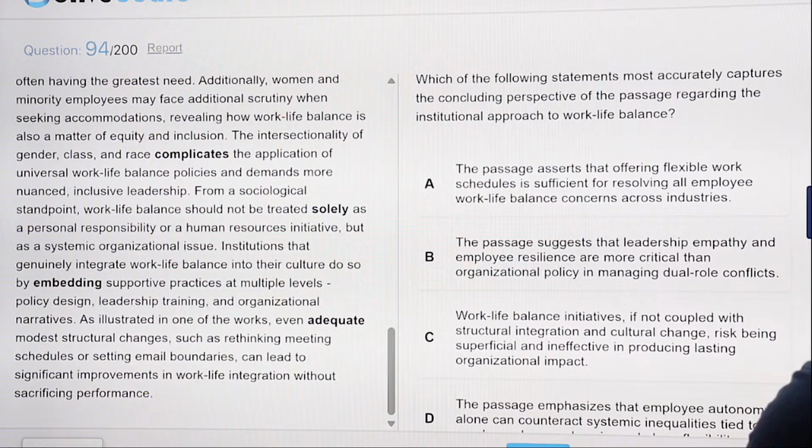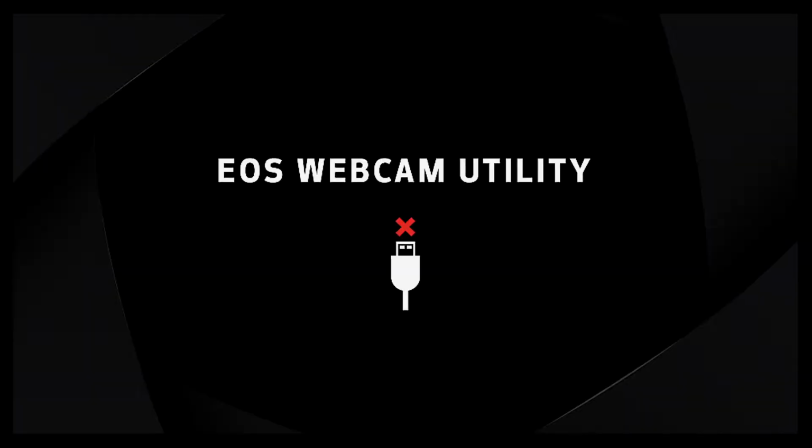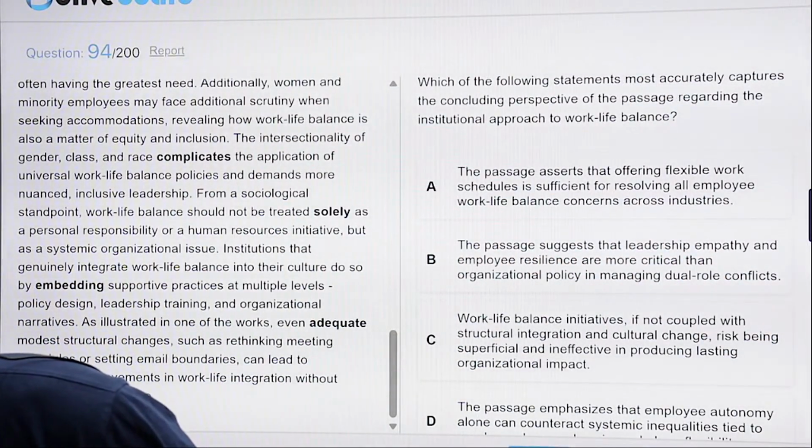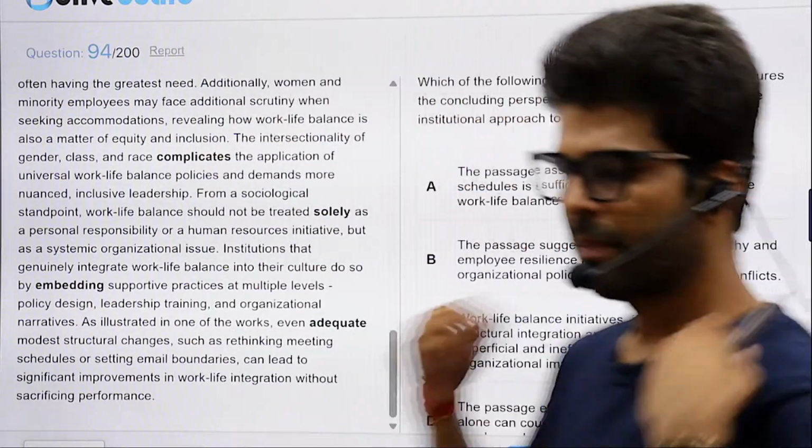My camera has gone off. Let me change the battery in seconds. Excuse me for this. Five seconds, please. Okay.